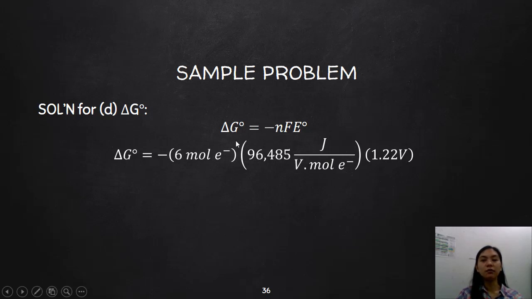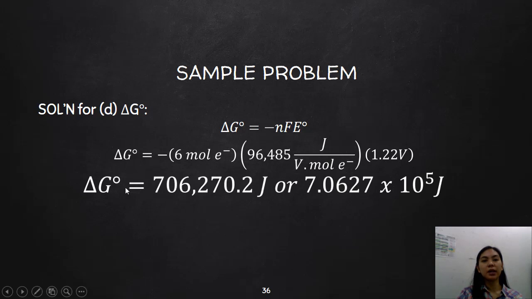So you have here negative 6 moles of electrons, as we have seen earlier, multiplied by your Faraday's constant, which is actually given, multiplied by the calculated standard cell potential, which is 1.22 volts. Ito, of course, this mole electron here will cancel with the mole electron here. This volts on the numerator will cancel out with the volts in the denominator, leaving you with the Gibbs free energy equal to 706,270.2 joules, or in scientific notation, that's 7.0627 times 10 raised to 5 joules.